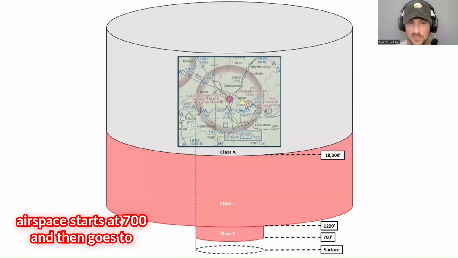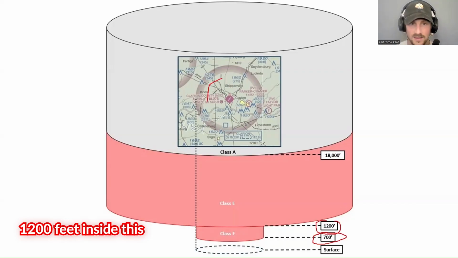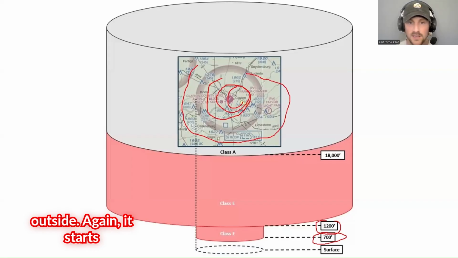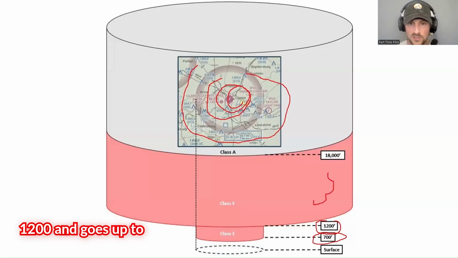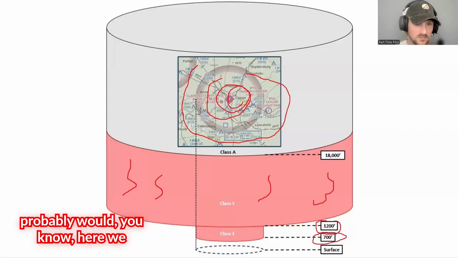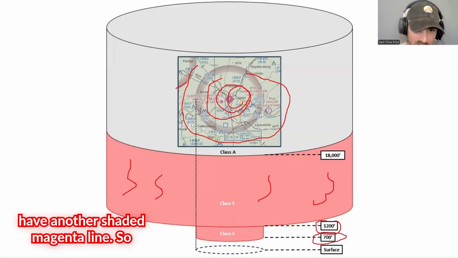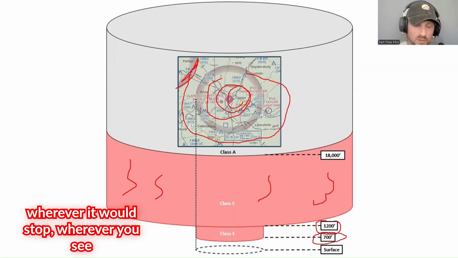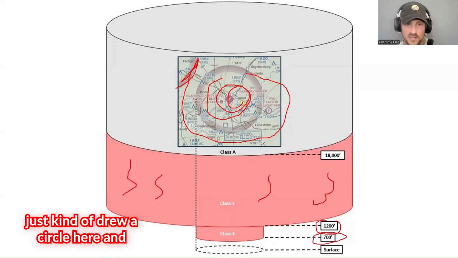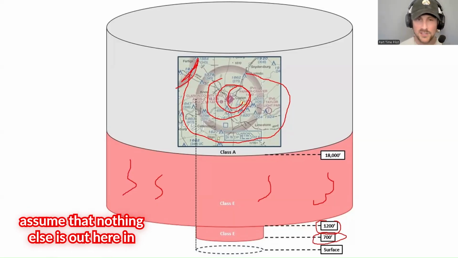And then the Class Echo airspace starts at 700 and goes to 1,200 feet inside this shaded magenta circle. And then everything outside, again, starts at 1,200 and goes up to 18,000 in all this area. And here we have another shaded magenta line. Wherever you see another shaded magenta line, it would change again. But I just drew a circle here and assume that nothing else is out here in this example.